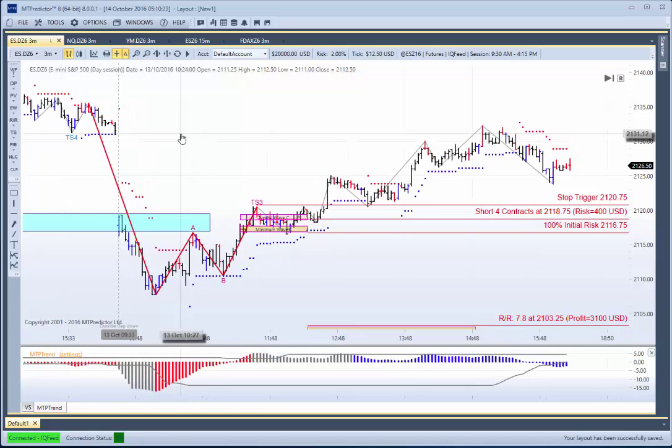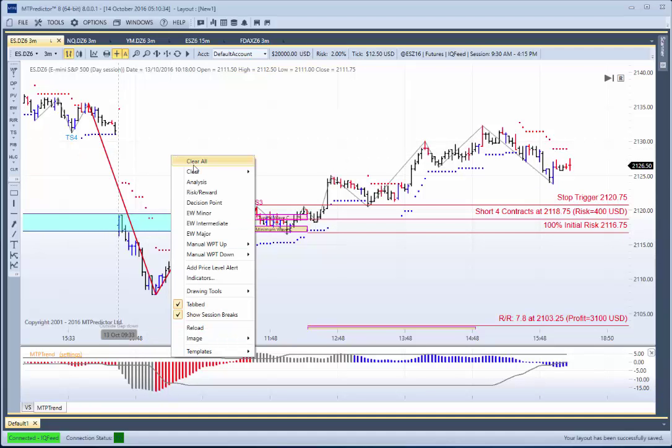So this is what MTPredictor is about. It's about trade management and controlling your initial risk on entry, but it's different for different people and their different level of experience and basically how aggressive they are in the markets.